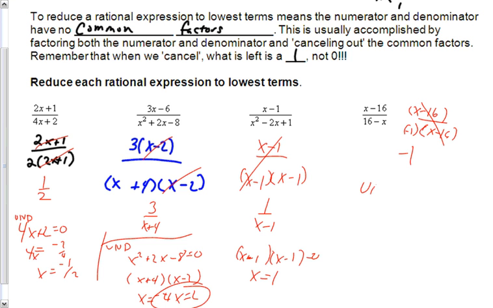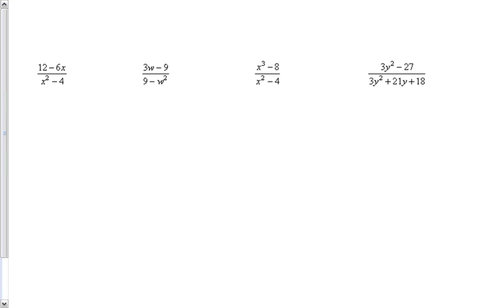When is this undefined? That's an easy one. 16 minus x equals 0. When x equals 16, we got a problem. Okay? So you can see we're going to use that many, many times with these problems. We have lots more. Just to show you, we can do some of these. We'll do not all of them, but enough of them.